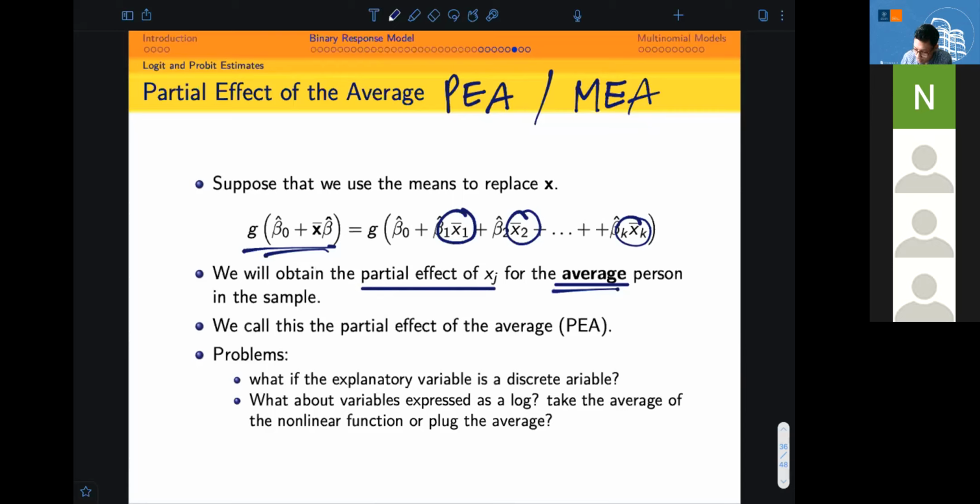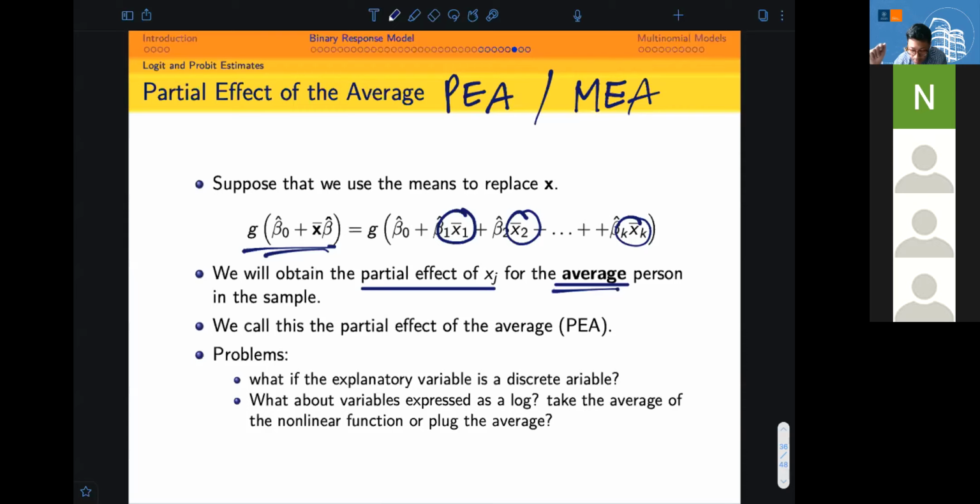What are the problems? Well, first, what if the explanatory variable is a discrete variable? Suppose that you have marital status, whether you're married or not. What does it mean to be married equals 0.600, for example? Or if it's gender, in particular female, so female equals 1, 0 otherwise, and suppose that you have an average of, say, 0.4. What does it mean? For some discrete variables, it doesn't really make sense for us to do marginal effects of the average. It's fine if you have all continuous variables.